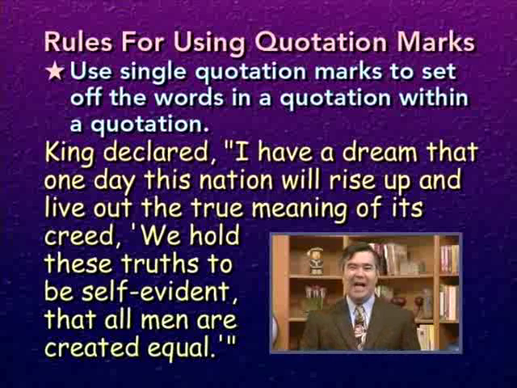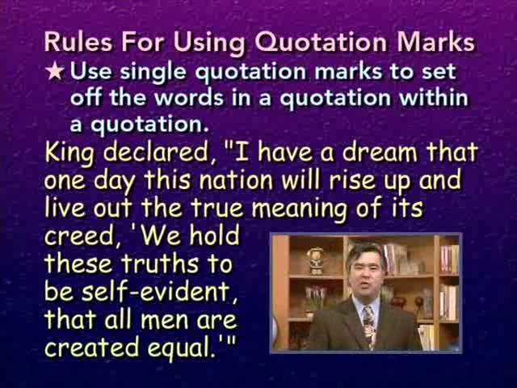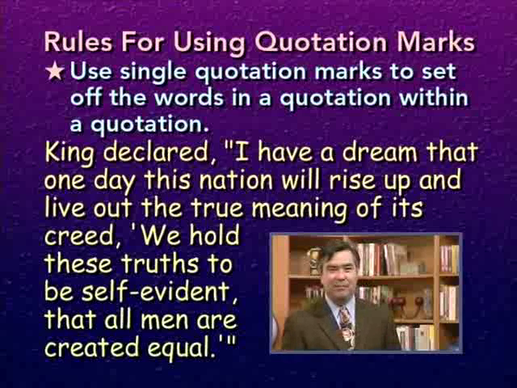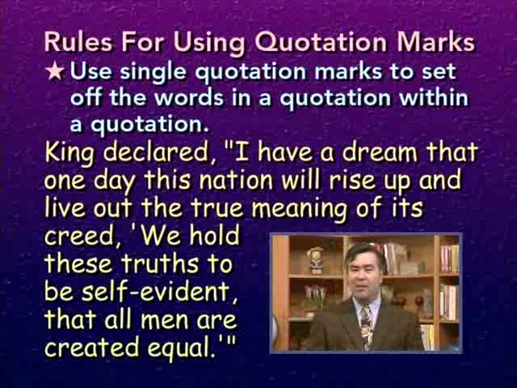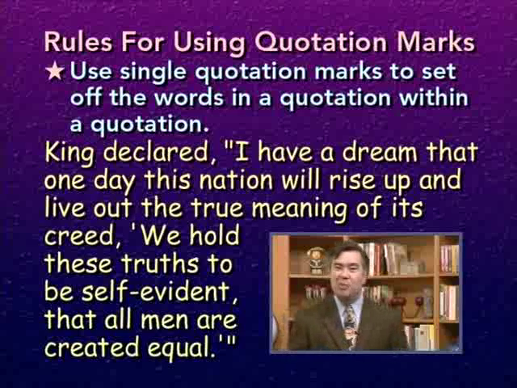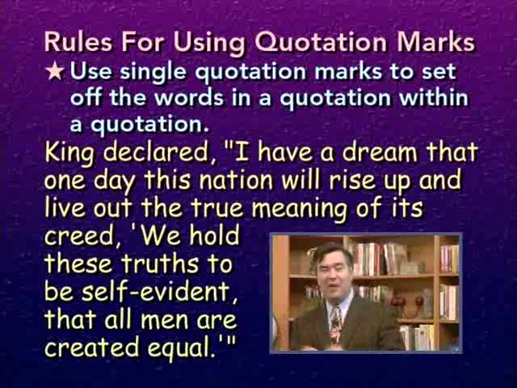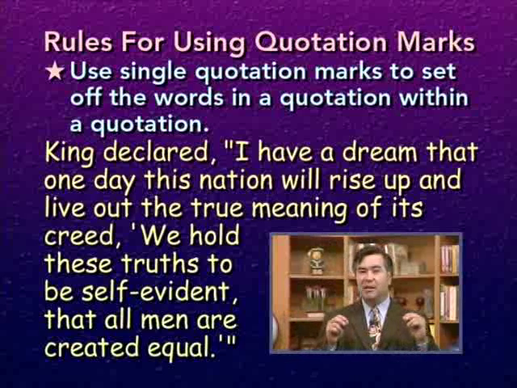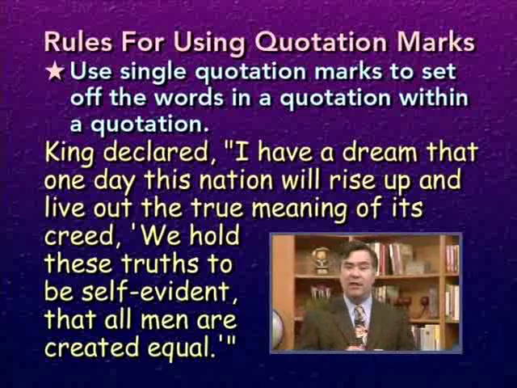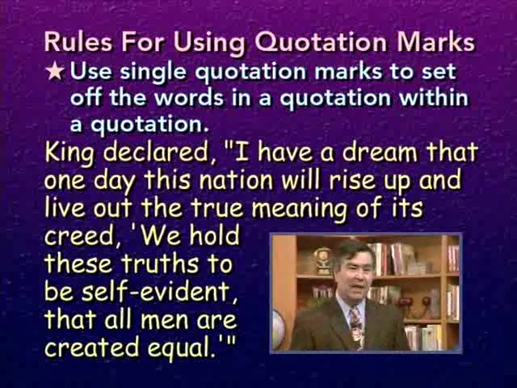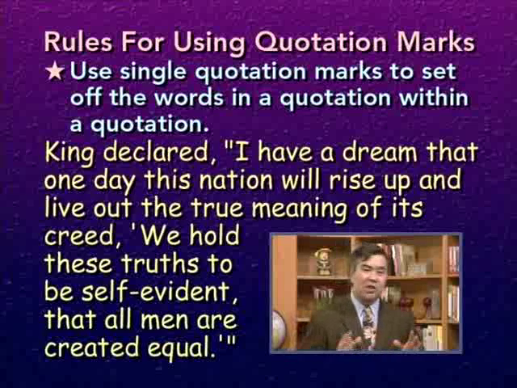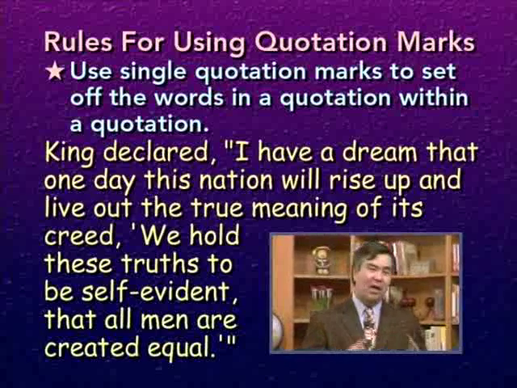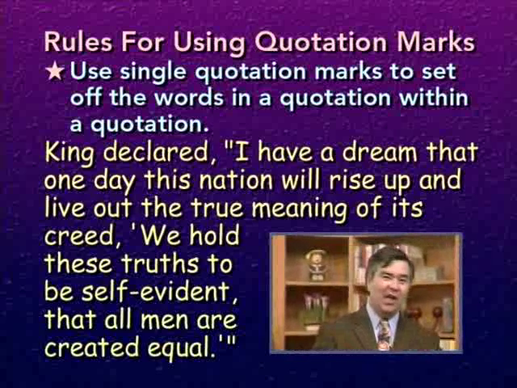King declared, "I have a dream that one day this nation will rise up and live out the true meaning of its creed: 'We hold these truths to be self-evident, that all men are created equal.'" Okay, we're returning again to the famous speech on civil rights by the great African-American leader, Martin Luther King. And in that speech, Martin Luther King did himself quote other famous words. In this particular quotation, Martin Luther King was quoting from the Declaration of Independence. The words that he was quoting were, we hold these truths to be self-evident, that all men are created equal. So this particular sentence is quoting Martin Luther King, who in turn was quoting another literary work.